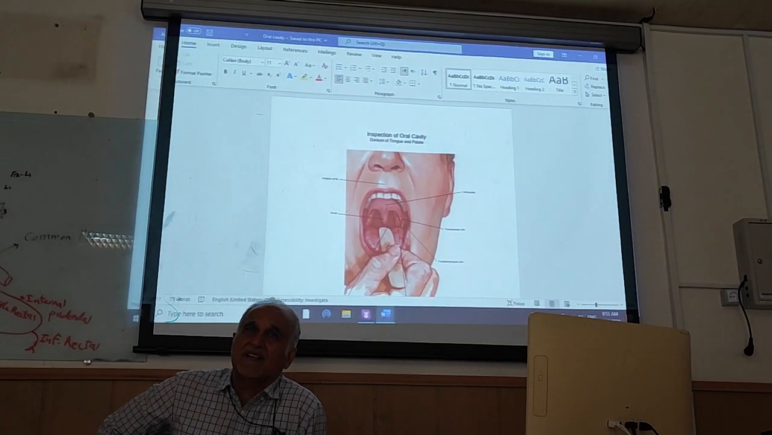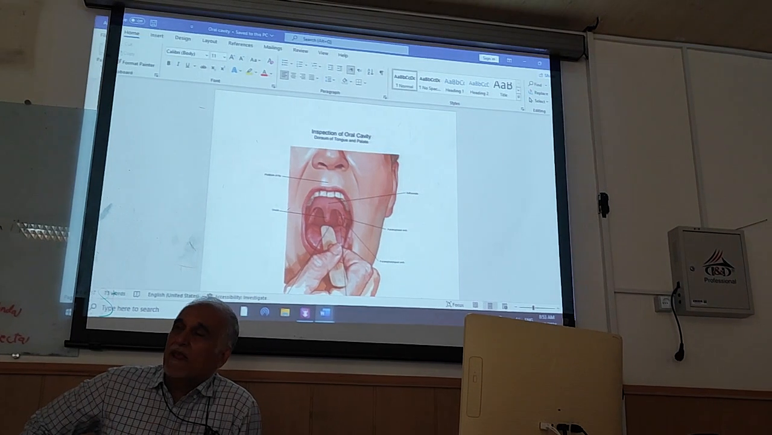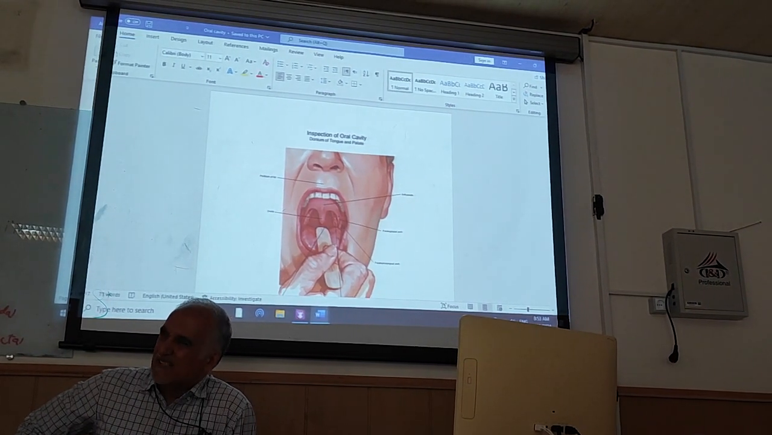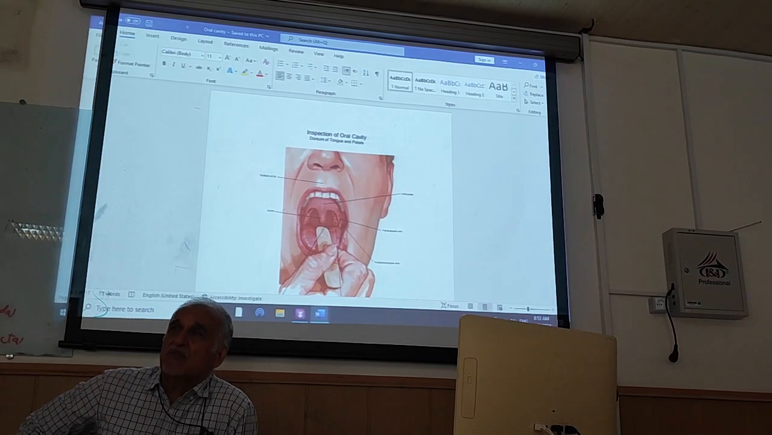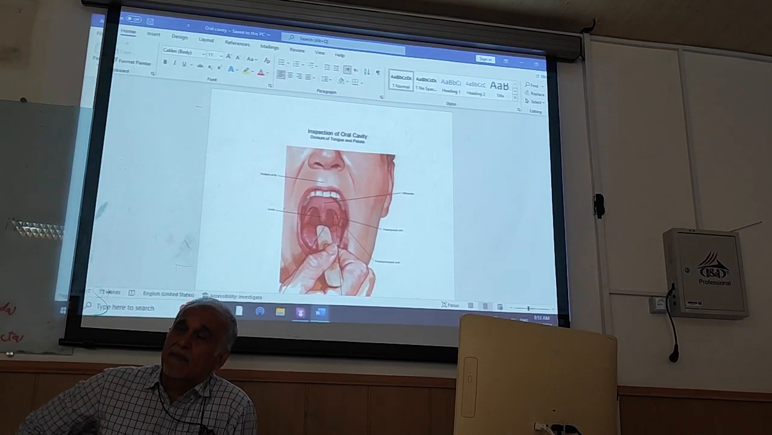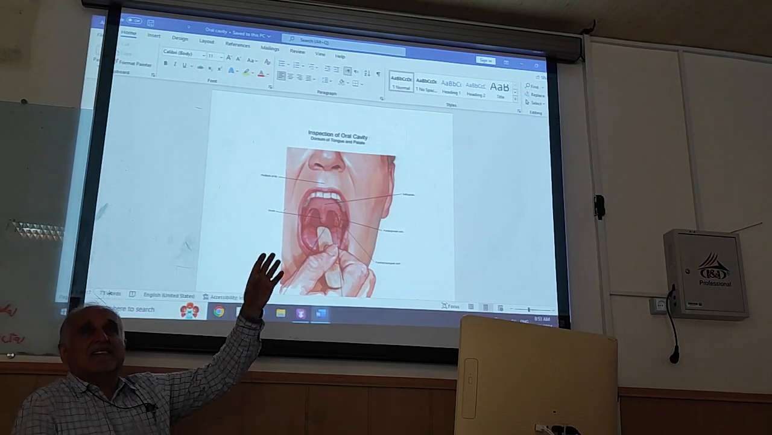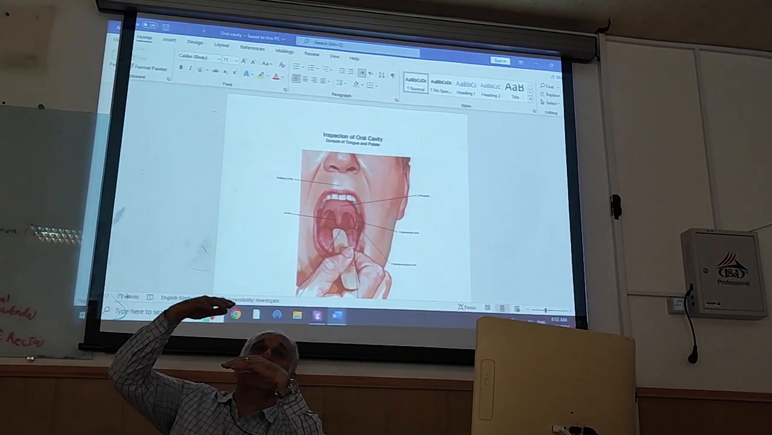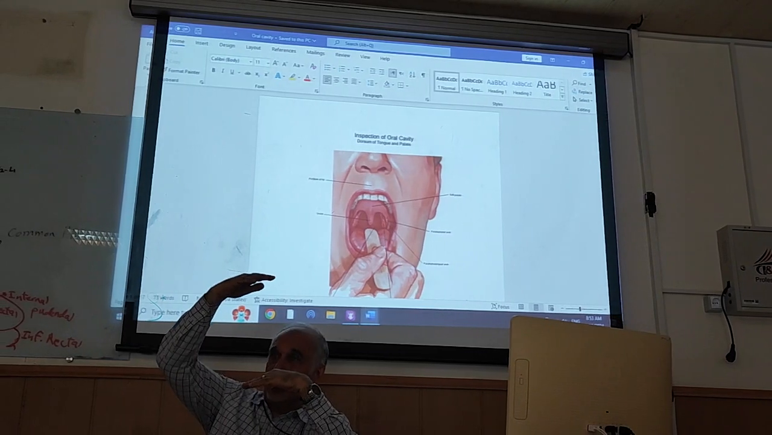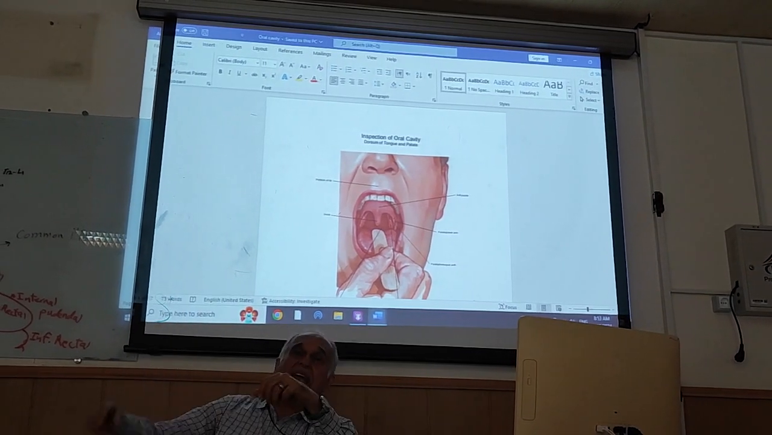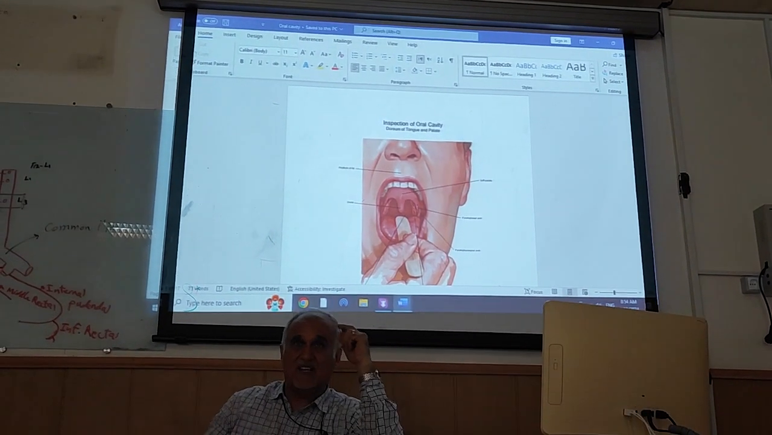I want to start a new session about the oral cavity. It can be important. I try to just mention the important parts of the oral cavity. As you can see here, the oral cavity is a cavity that has a roof, floor, anterior orifice, and posterior orifice.